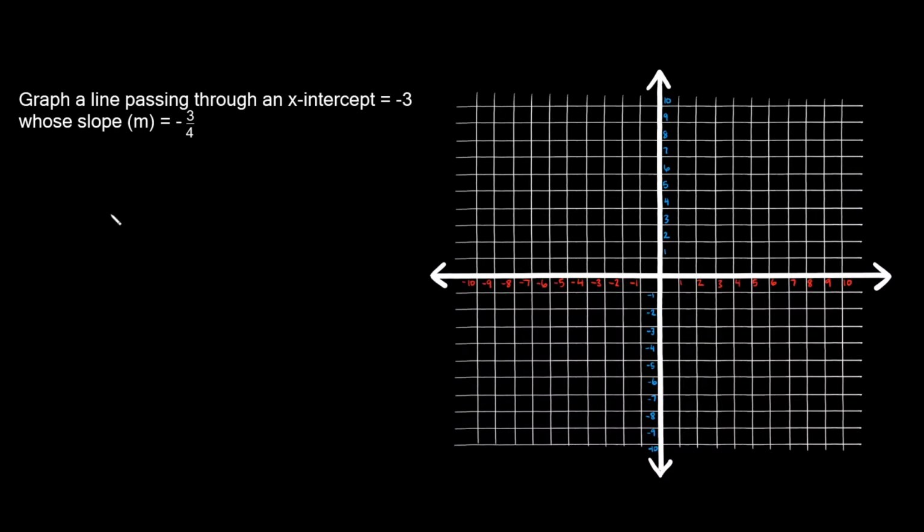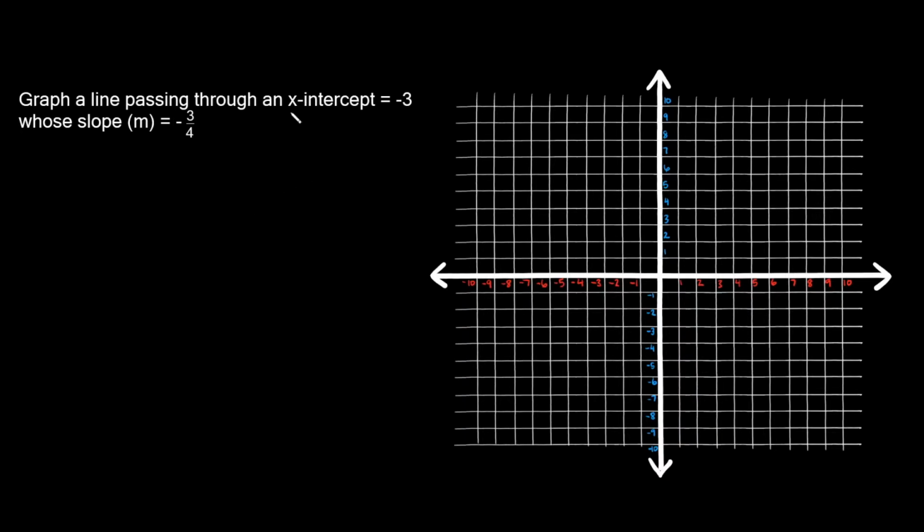So in this video, I'm going to teach you how to graph a line when you're given an x or y-intercept and a slope, okay? So let's start with this example right here. It says graph a line passing through an x-intercept equal to -3, whose slope, m, is equal to -3/4.